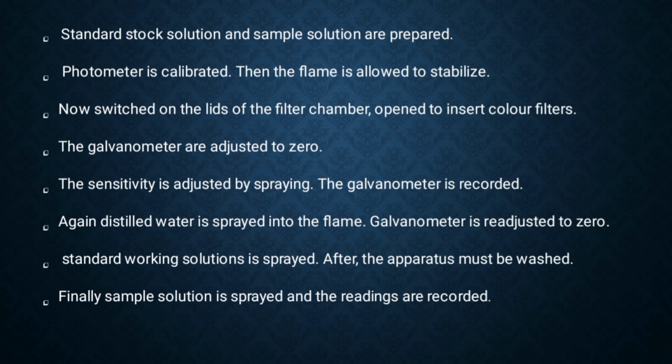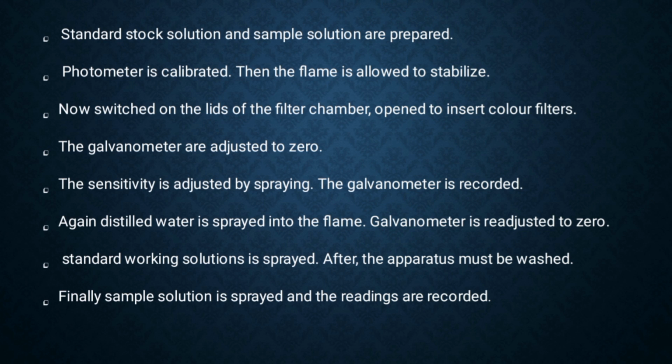Next, the photometer is calibrated by adjusting the air and gas. Allow it to stabilize for about 5 minutes. Then the instrument is switched on and the lid of the filter chamber is opened to insert the color filters.